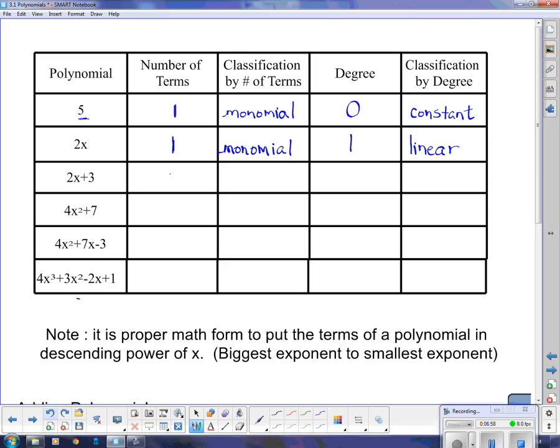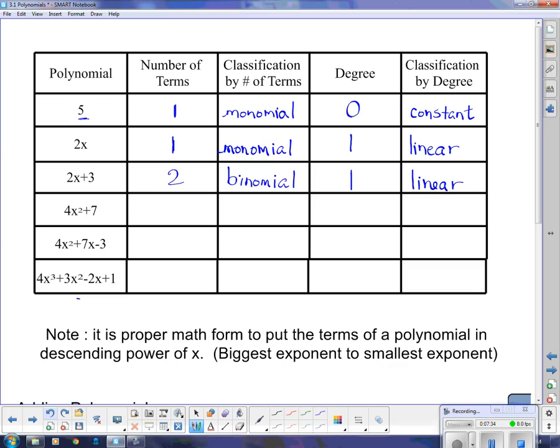Now, this is 2 terms. We know it's 2 terms now because this plus sign shows up and it splits up these 2 things. So I've got 2 different terms separated by a plus. So that is now a binomial. And the biggest degree, this term here, has degree 0, but this term here has degree 1. And remember, we have to take the largest of them. So the whole degree is degree 1, and it's linear.